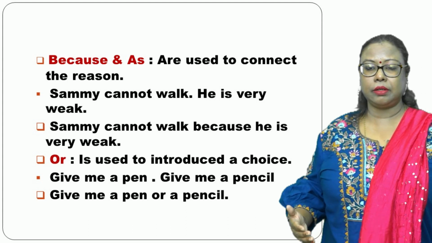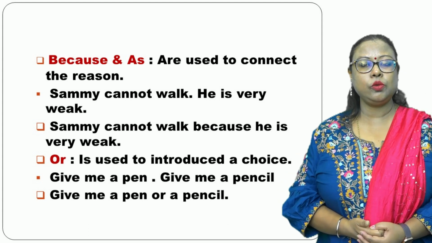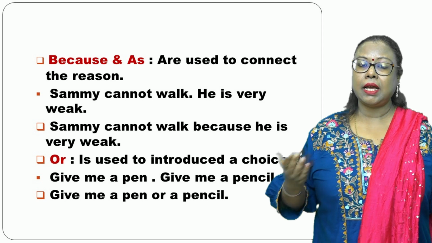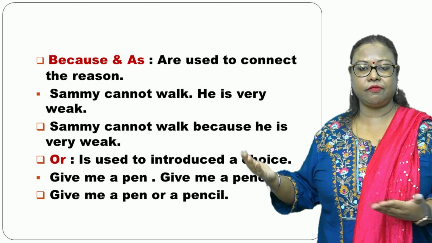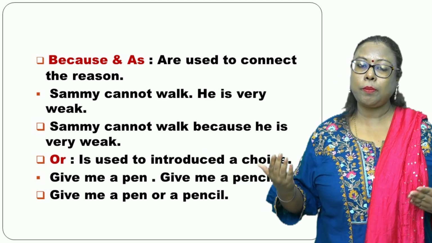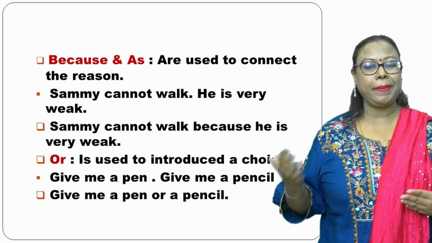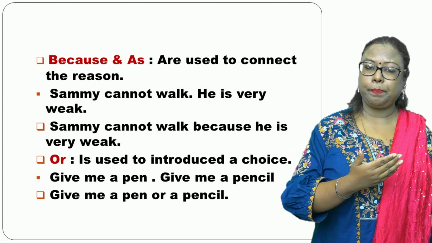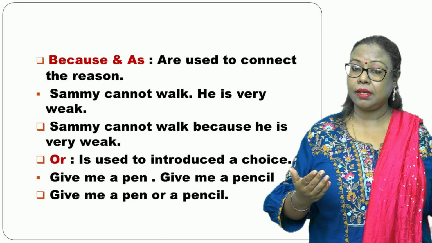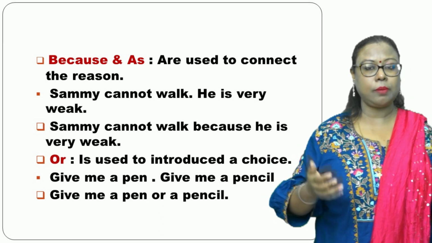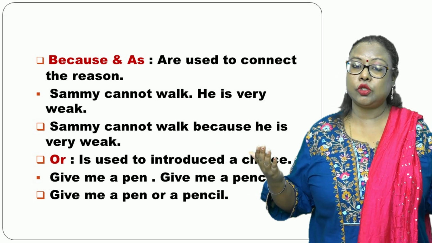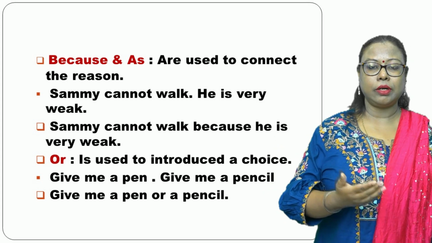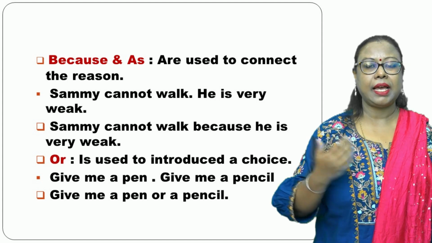Now let's see or. Or is used when we want to give a choice. Like, give me a pen. Give me a pencil. Now there is an option, a choice of a pen or a pencil. So you are going to use the word or. Like, give me a pen or a pencil. Or you may also say, do you want coffee? Do you want tea? Now you can join it with the word or. Like, do you want coffee or tea? Now there is an option between coffee and tea.